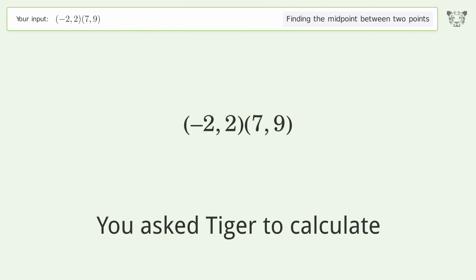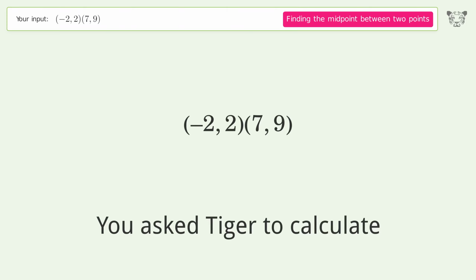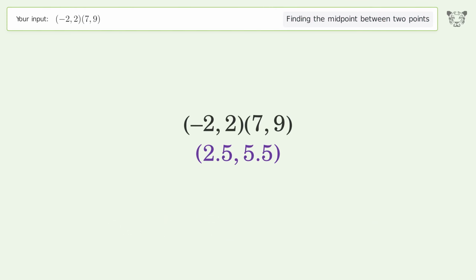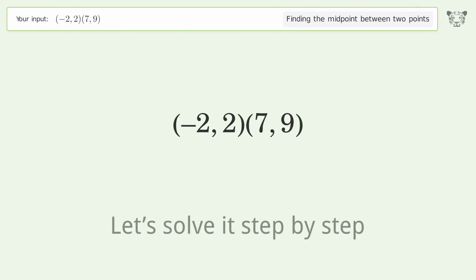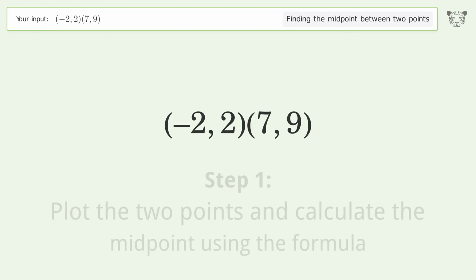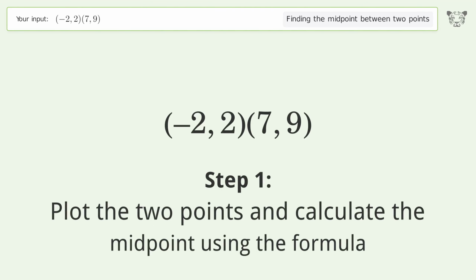You ask Tiger to calculate. This deals with finding the midpoint between 2 points. The midpoint between the 2 points is 2.5, 5.5. Let's solve it step by step. Plot the 2 points and calculate the midpoint using the formula.